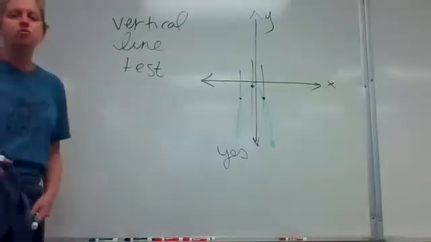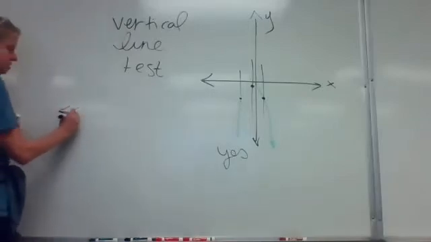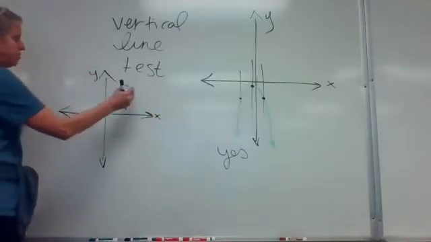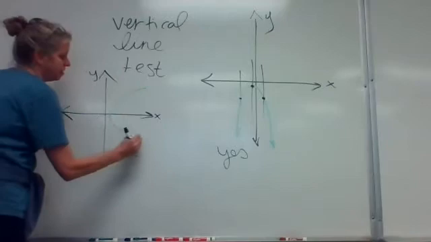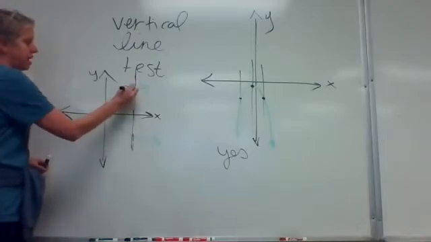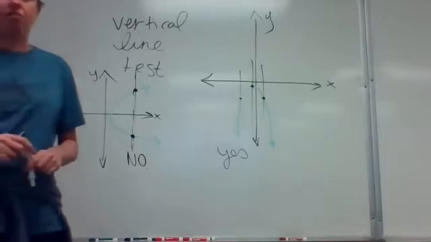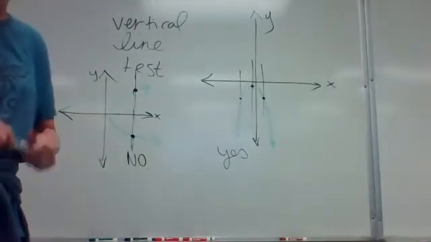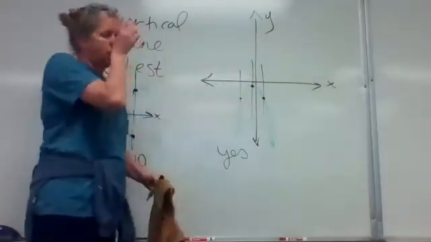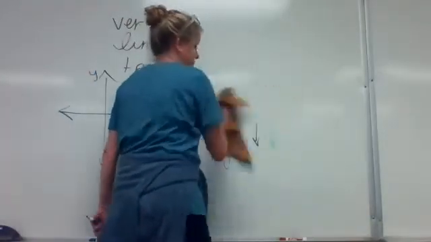Okay, just to show you the example of what a not function looks like. What if you had a parabola that went this way? Okay, you'll notice that if you draw a vertical line right here, you would touch the graph once, twice. That is an example of not a function. If your vertical line touches the graph more than once, it's not a function. But the one that's on our review is a function because the vertical line only touches it once.